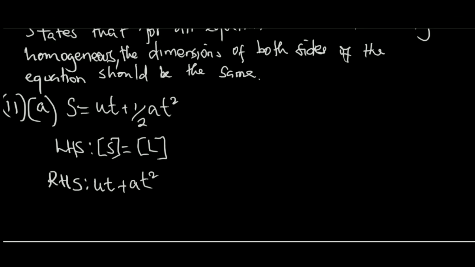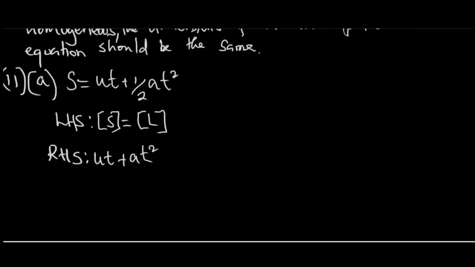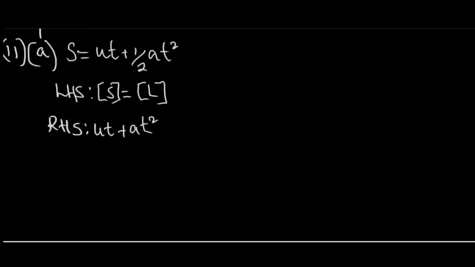So let's provide the dimensions. U is velocity, and its dimensions are [L t^-1]. So we represent this using square brackets like that. Then we multiply with t, which is time, and this dimension is a capital [T]. So also indicate brackets like that.